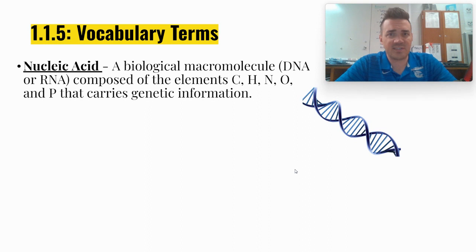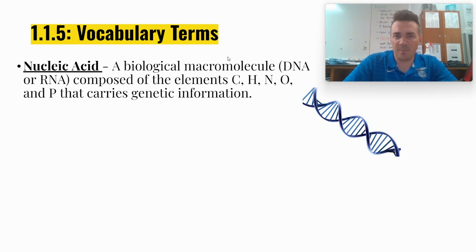DNA is a type of nucleic acid. That is what the NA stands for in DNA. And a nucleic acid is simply a biological macromolecule, and there are two types. There's DNA and there's RNA. They are composed of carbon, hydrogen, nitrogen, oxygen, and phosphorus, and they carry genetic information.